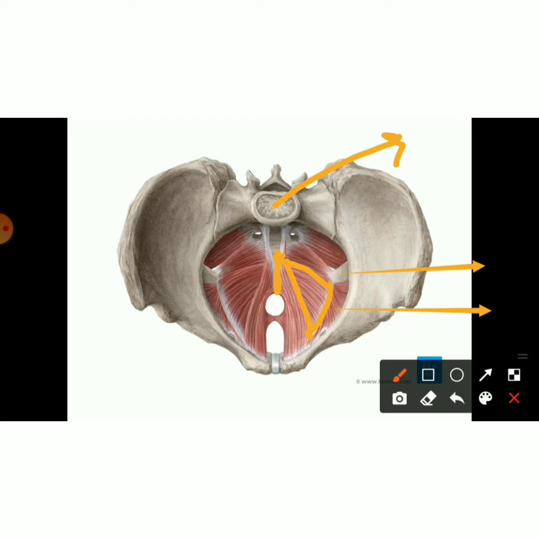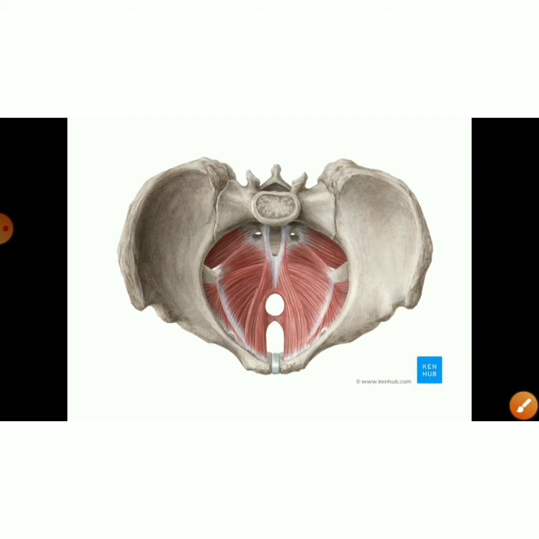This anococcygeal raphe is also called the post-anal plate. It is a layered muscular fibrous tissue, and it extends between the anorectal junction to the tip of the coccyx. So this is the anorectal junction and the tip of the coccyx. So that is the anococcygeal raphe.